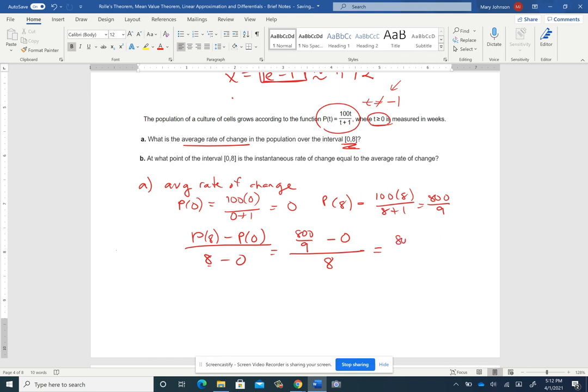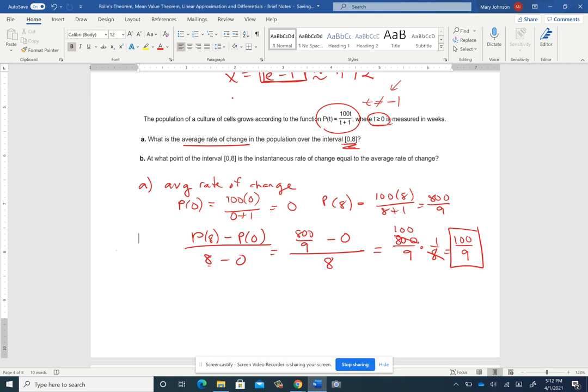So that'd be 800 over 9 divided by 8. It's really times 1/8. Let me simplify before I multiply. We're going to get 800 over 72, or you might have noticed you could divide the 8 out of there, and you'd have 100 over 9. All right, so that's the answer to part A. That's the average rate of change of the population.